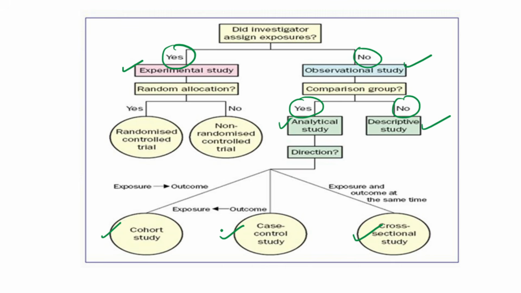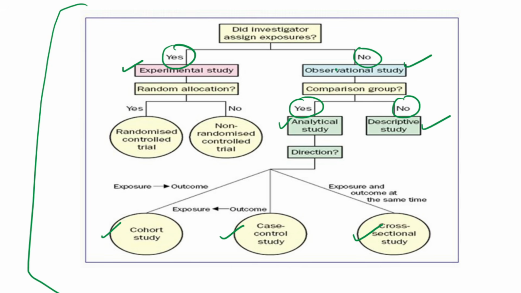So these are the three different types of analytical studies which come under the observational study because of a comparison group allocation. Please remember this point, because the investigator has not assigned the exposures. So please be thorough. I request all the students to be thorough with this chart because at least 2 questions can be given from this chart.